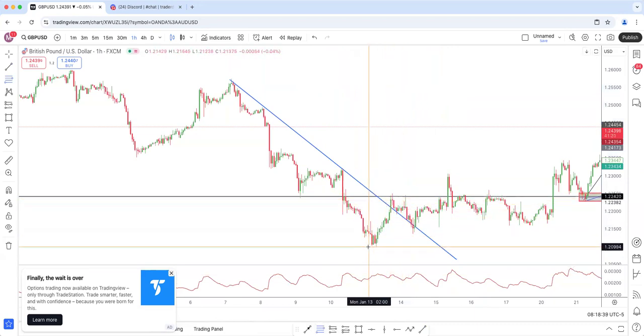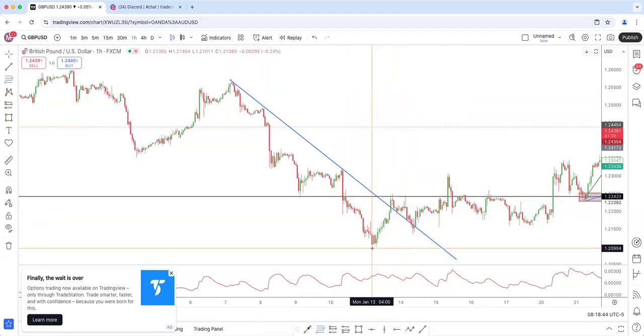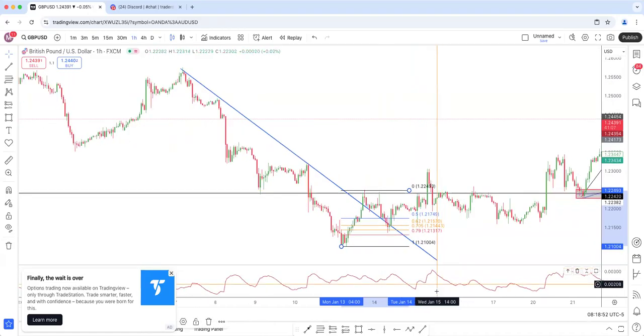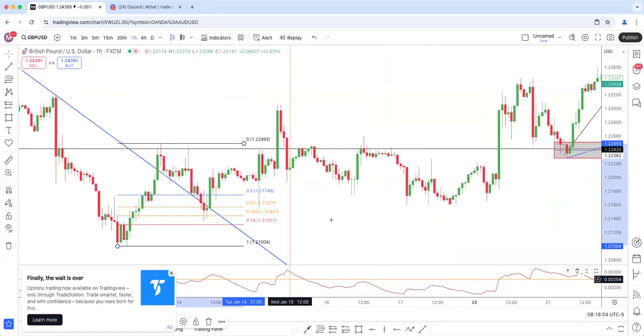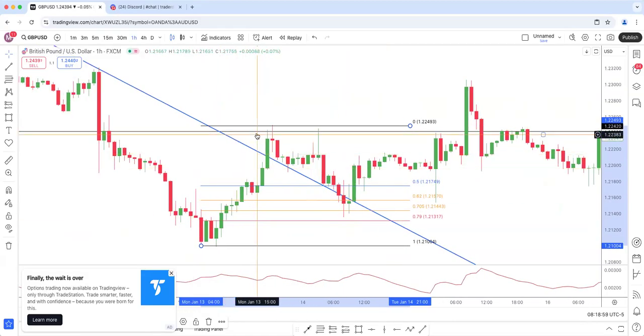I take my Fibonacci to the bottom. This time I'm going to draw it up because the price broke upwards. So I'll take it to the bottom and I'll draw it upwards. And I'll zoom in to show you what happened here. Check it out. What did price do? Broke our correction trend, came back in our golden entry to go all the way back up.